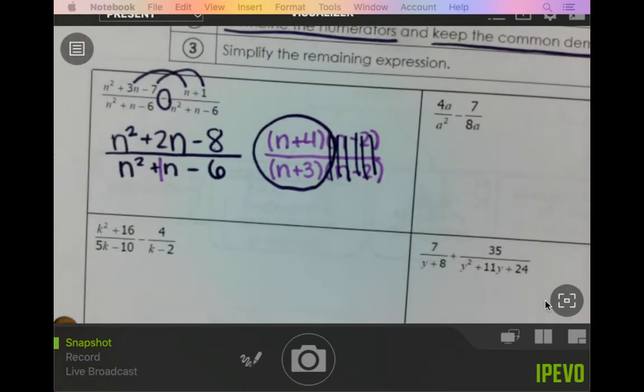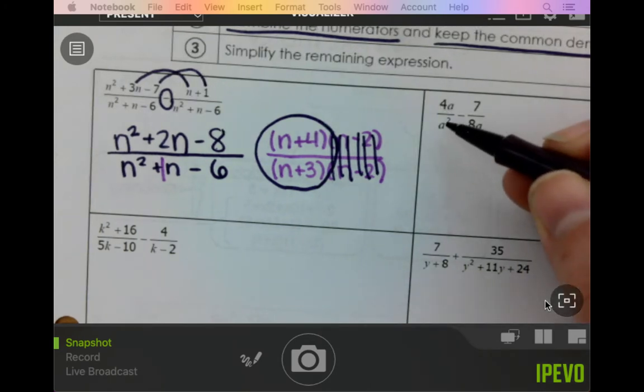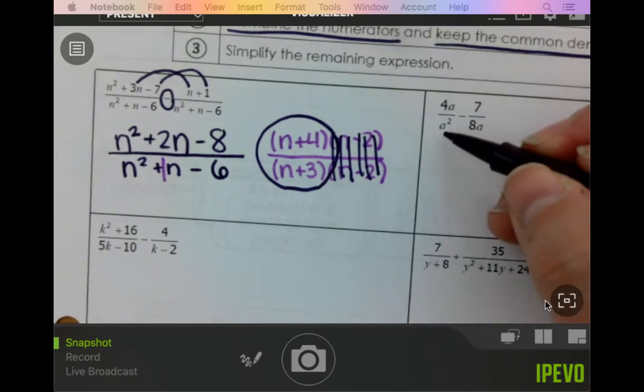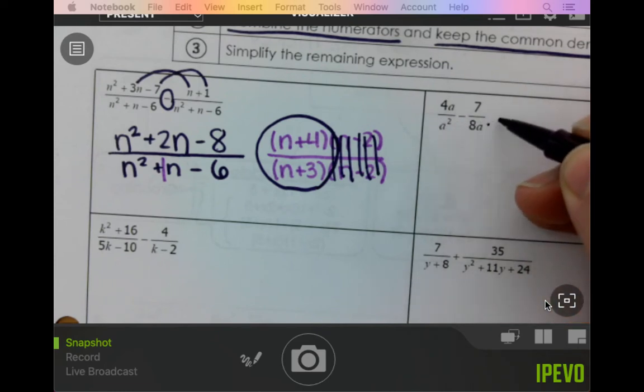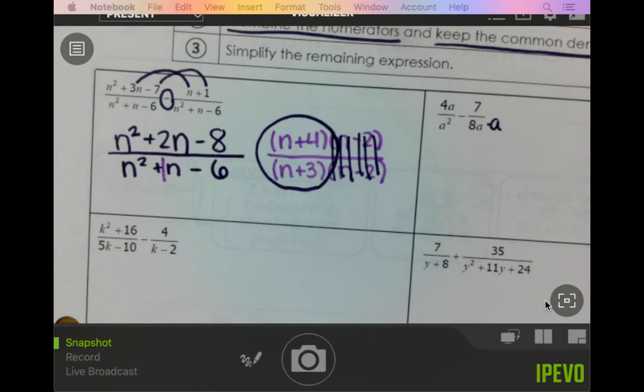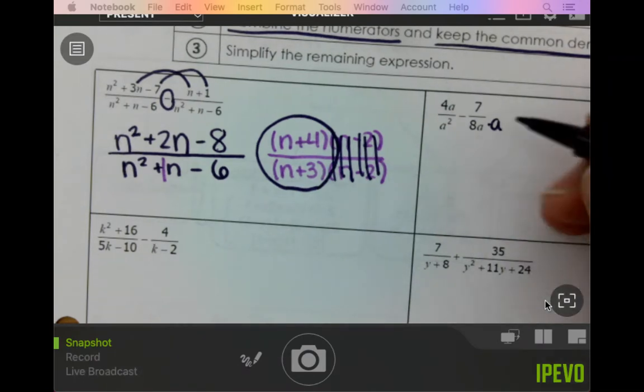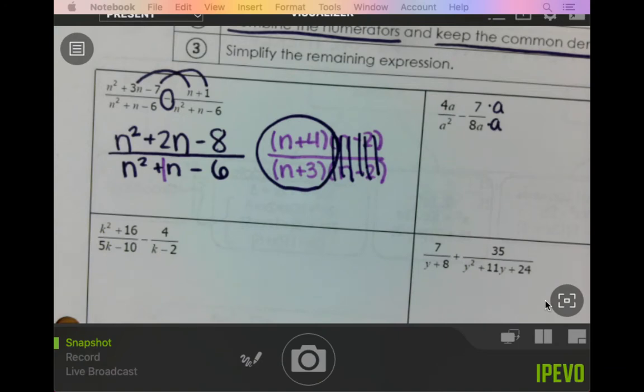And that's kind of how the setup works. The only difference is you don't always have the same denominator. So as I start looking at the second one, I'm just focusing on my denominators for a second. This one has an a squared. So I need to multiply this one by a so that it also has a squared. But I can't just do it to the bottom, I have to do it to the bottom and the top.